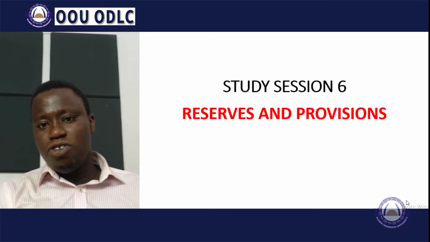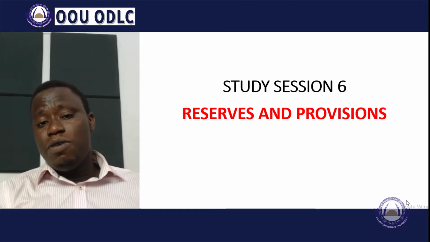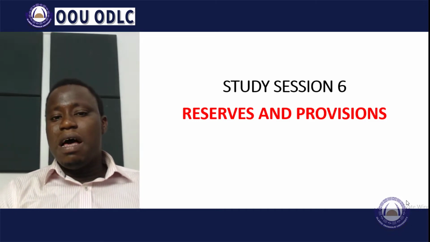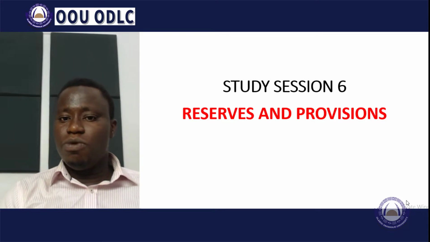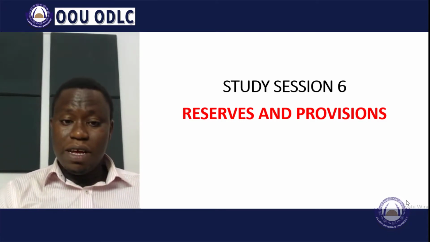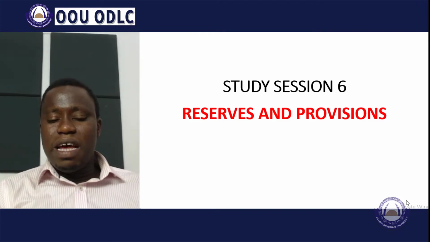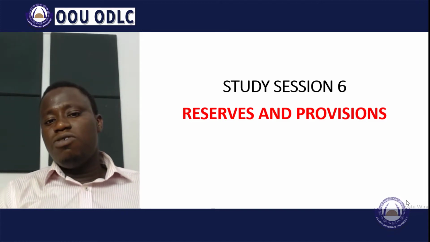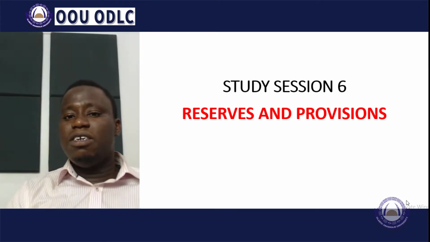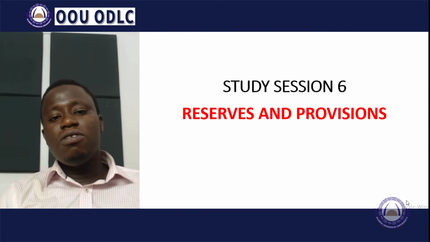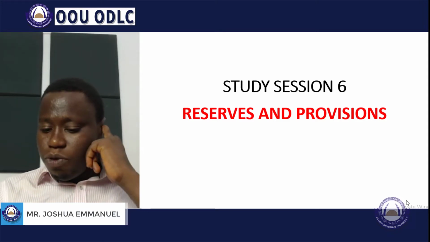In the last study session we looked at accounting for non-profit organizations, and we understand that these organizations are always established to achieve some basic objective, which could be political, social, educational, or developmental. They also get their incomes from various sources, and they are expected to prepare relevant books of accounts to show accountability and transparency. In this study session, which is the last one for this course, we'll be looking at reserves and provision.